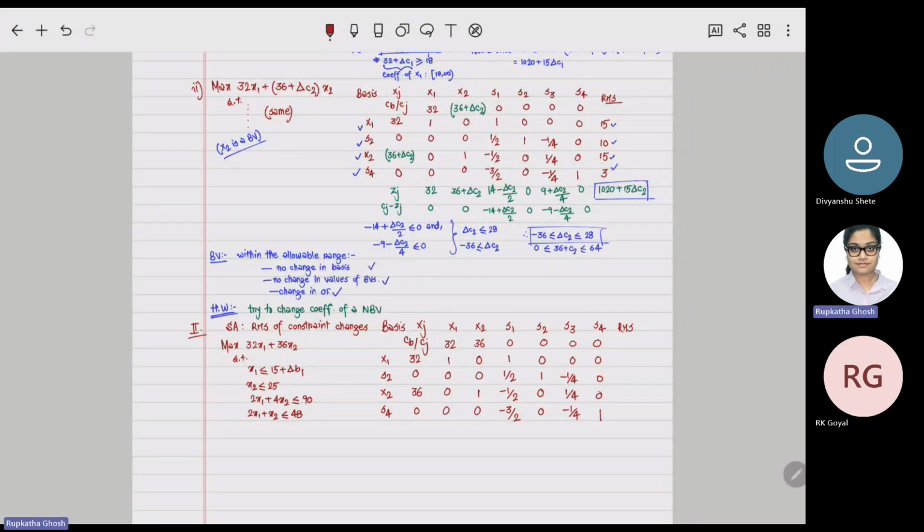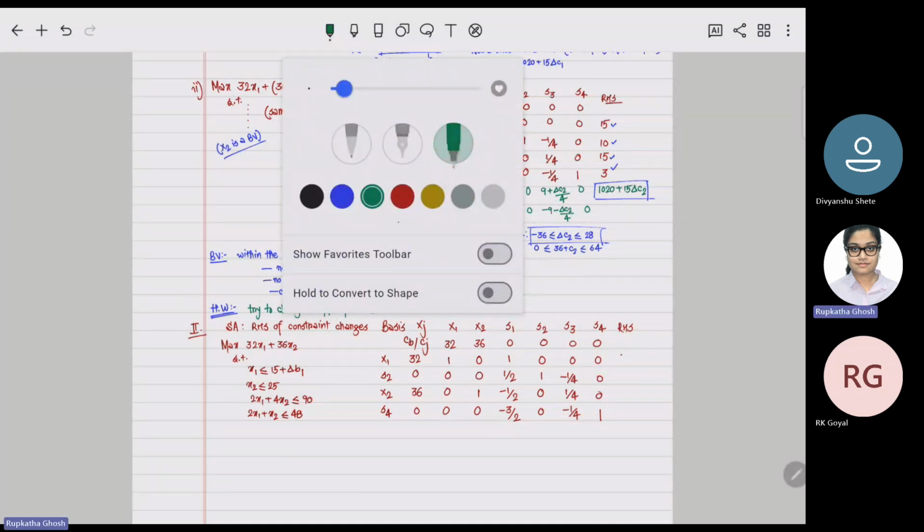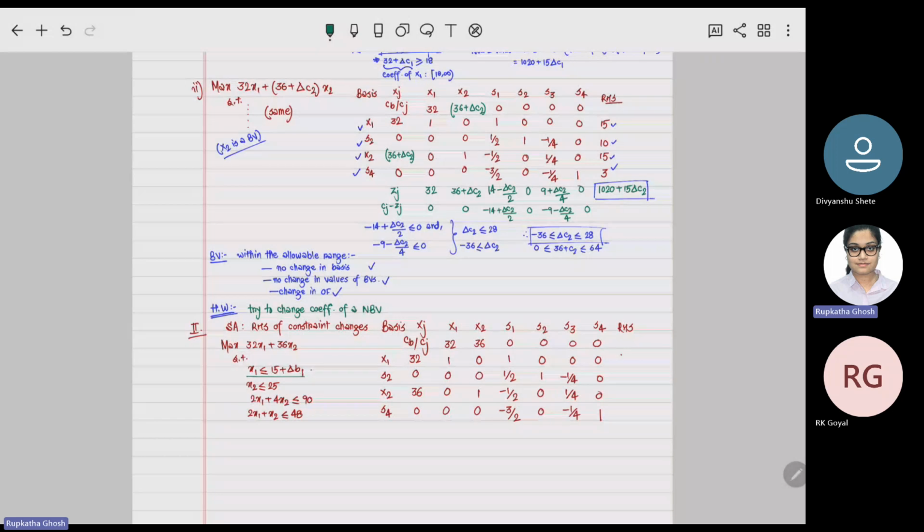Now your right-hand side here becomes, so S1 is corresponding to which constraint? This change is corresponding to which constraint? The first one, right? So here you have 15 plus delta B1. Your right-hand side values are now going to change. This will become 10 plus half delta B1. This will become 15 minus half delta B1. And this will become 3 minus 3 by 2 delta B1.